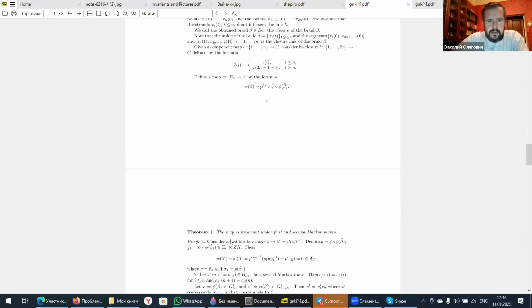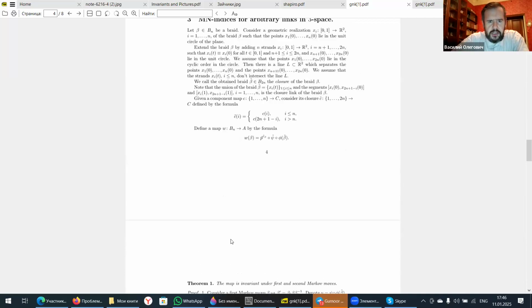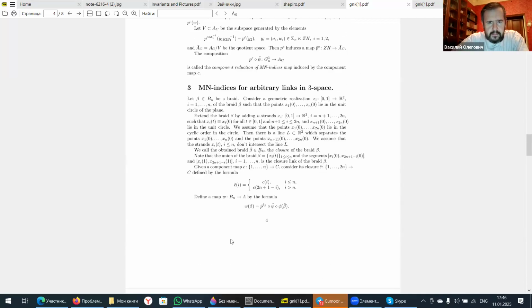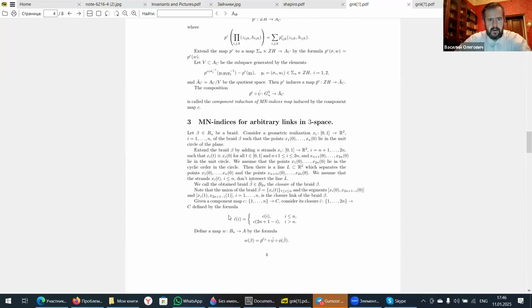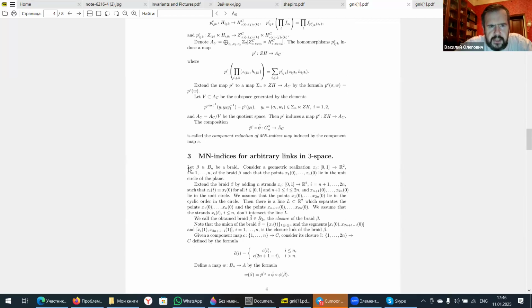consider elements up to conjugation. Well, so here is the formal definition. So let beta be a braid on n strands. We realize it geometrically as I drew by 2n strands. And the points here should lie on the circle.